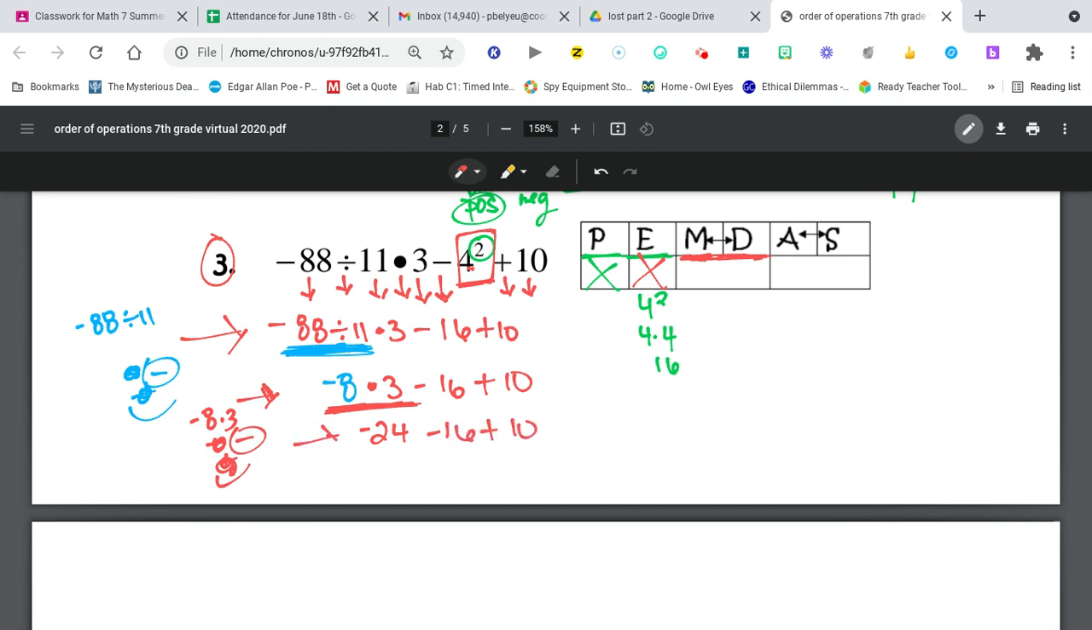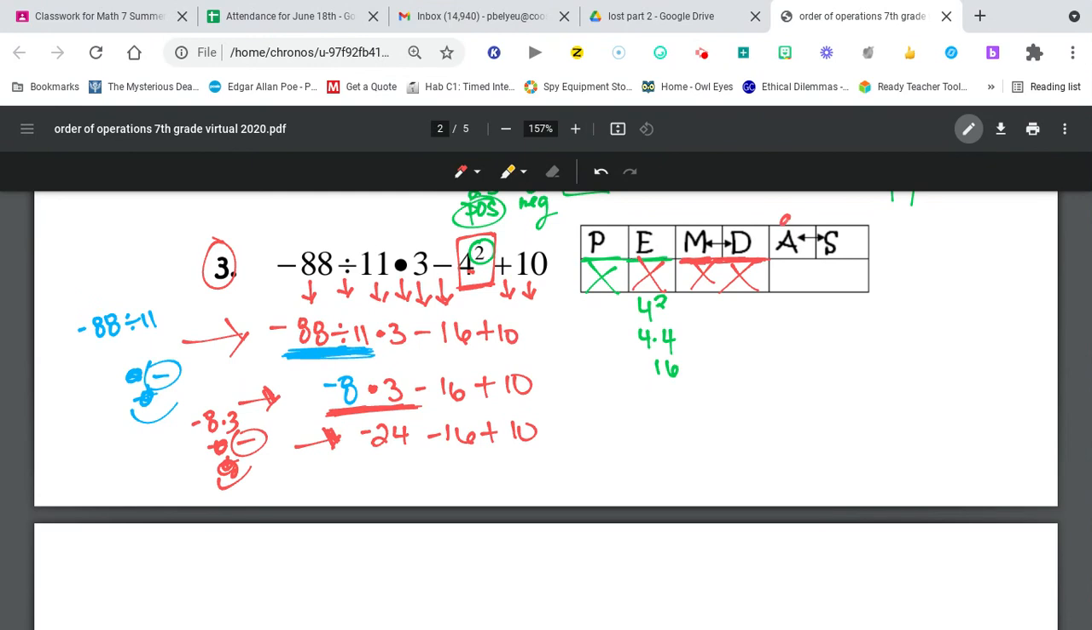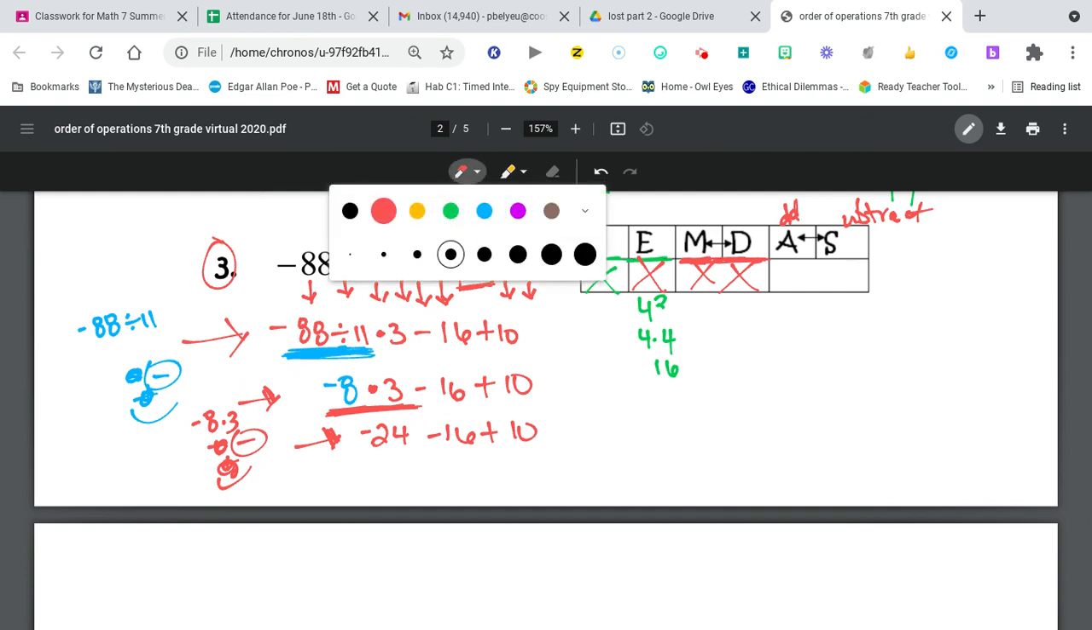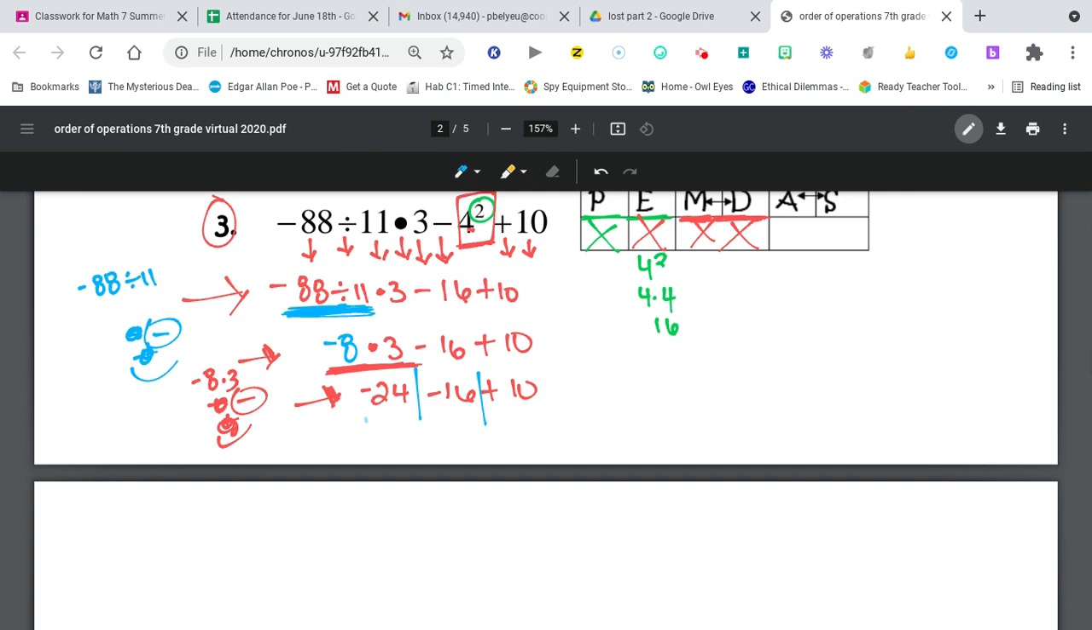Okay, look in this row. Any multiplication or division left? Well, that would be a no, so I can cross those out. So now I'm left with addition and subtraction. When you're left with that, you just draw your bars and do it the way I taught you. That's negative, that's positive.